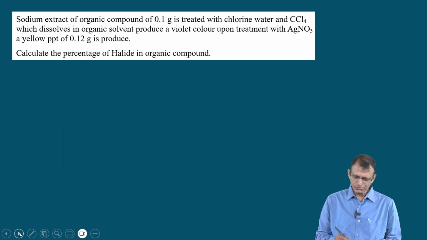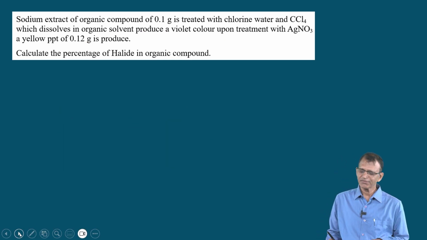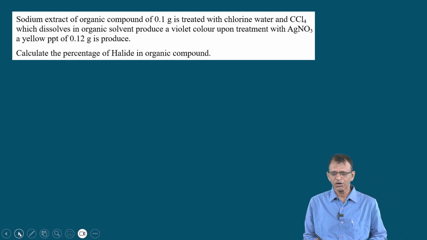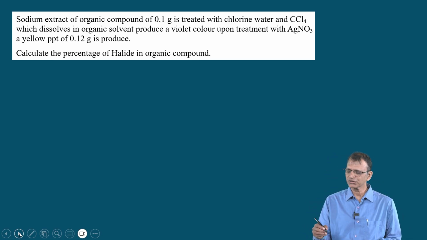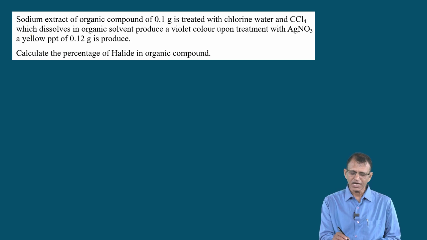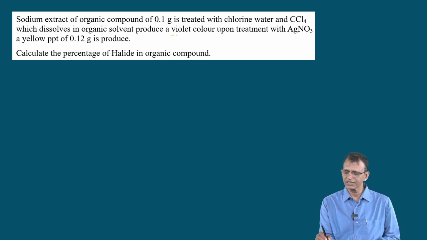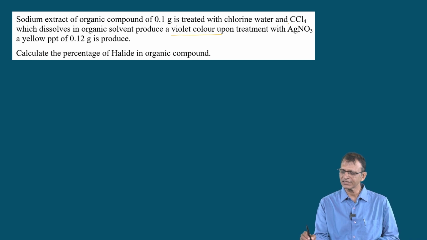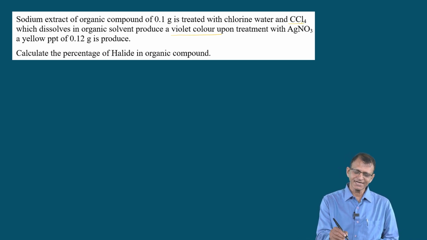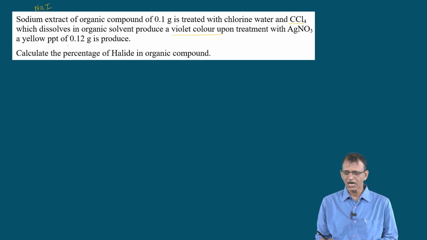Moving to the next question. Sodium extract of an organic compound of 0.1 gram is treated with chlorine water and carbon tetrachloride, which dissolves in the organic solvent, producing a violet color. So this violet color in carbon tetrachloride is indicating that this sodium extract contains NaI. So the halogen which is present in the organic compound is iodine.